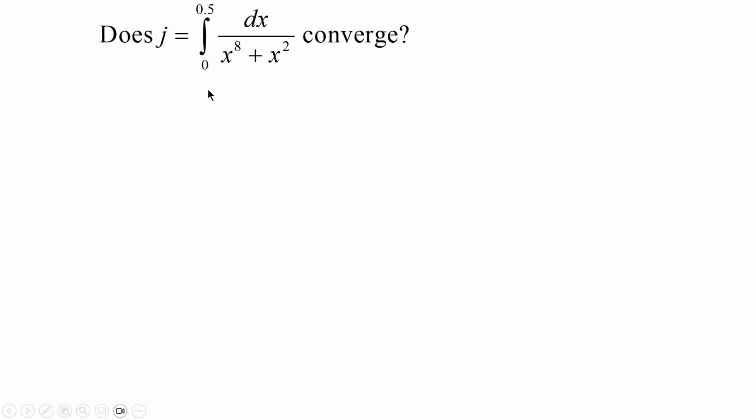Okay, looks like we got one more problem right here. Does the definite integral from 0 to 0.5 of dx over x to the 8th plus x squared converge? All right, well, let's see here. We're going to have to compare that, probably to another p integral. Comparison test, p integral, but this is one where my bound's not going to infinity. It's my integrand that is approaching infinity or negative infinity when x is approaching 0.